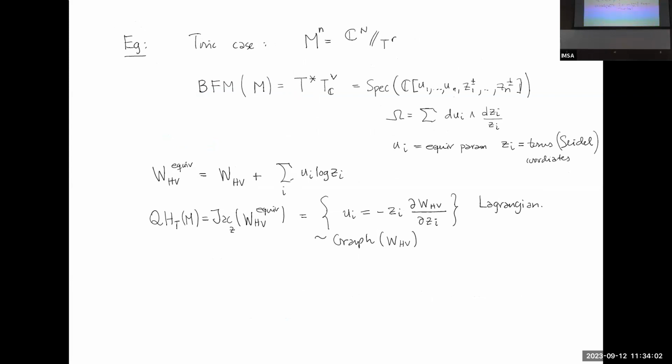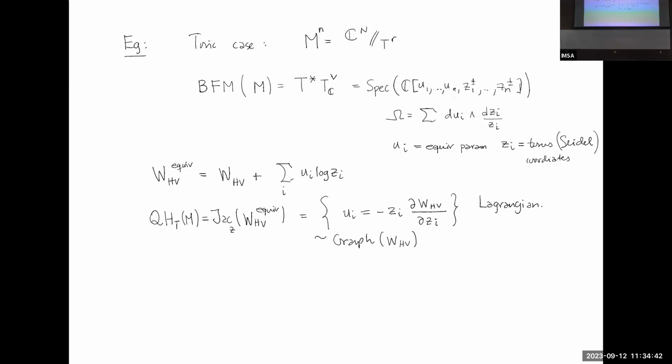So if you have a toric variety presented as a quotient like that, the space that I just described, the spectrum of that ring is given as the spectrum of the polynomial ring in u_1 to u_n, and then you take the z_i plus or minus ones. The z's correspond to the Seidel coordinates, so the torus coordinates. The u_i are the equivariant parameters. And with respect to that symplectic form, which is logarithmic in the z variables, you get the following description of the quantum homology.